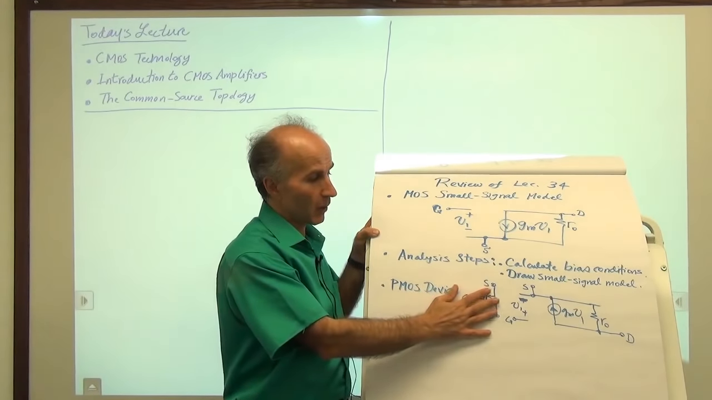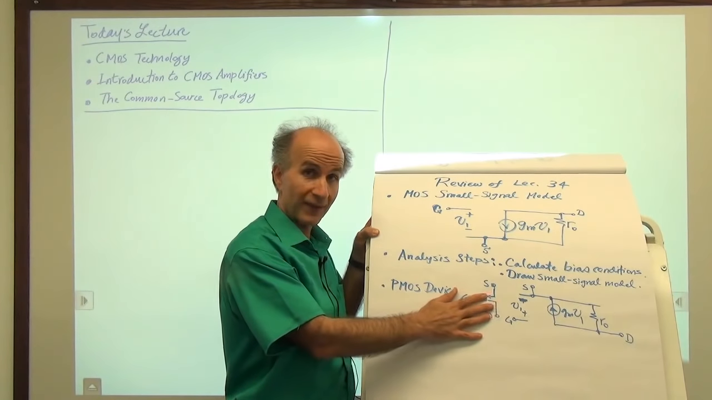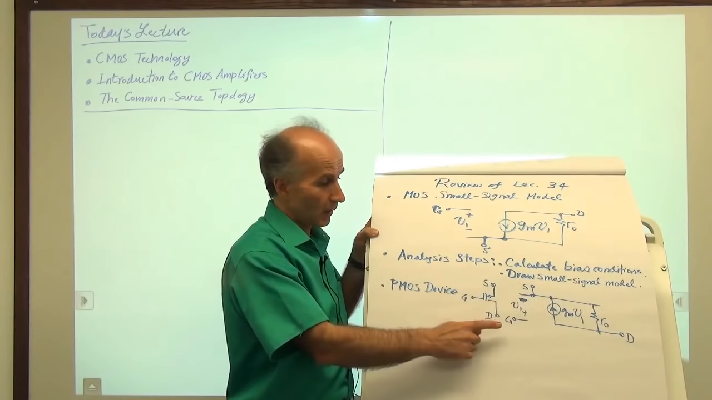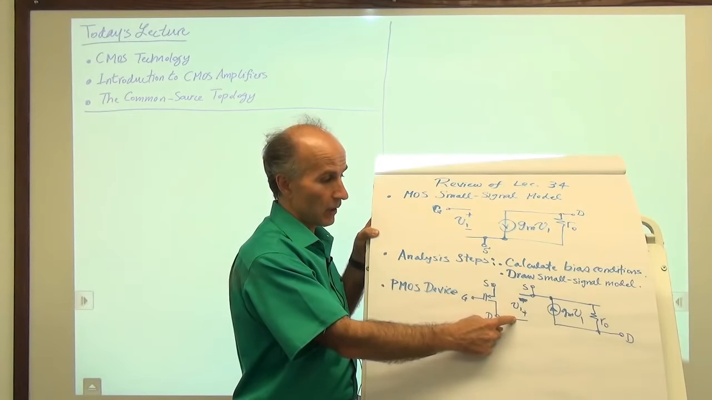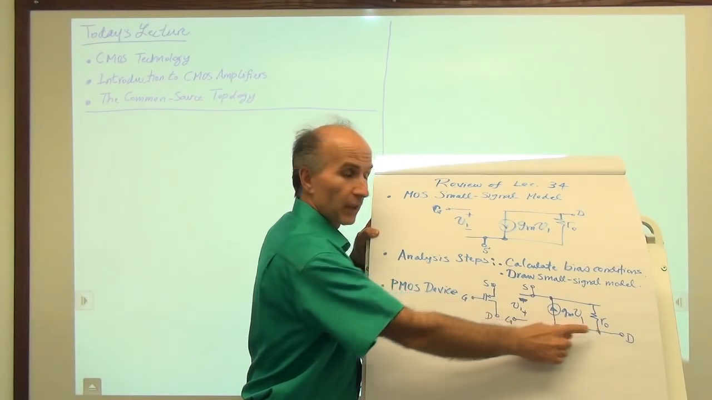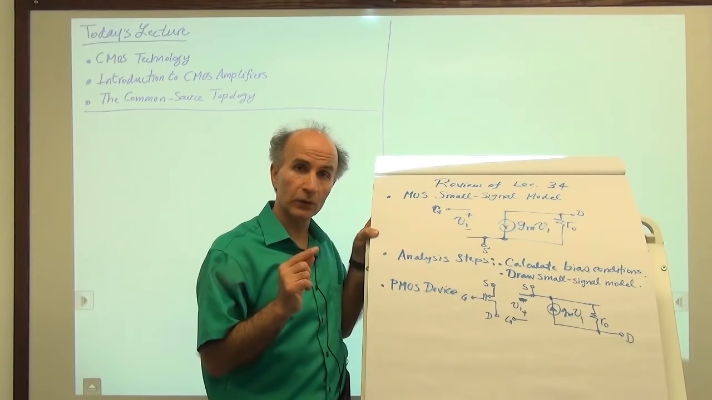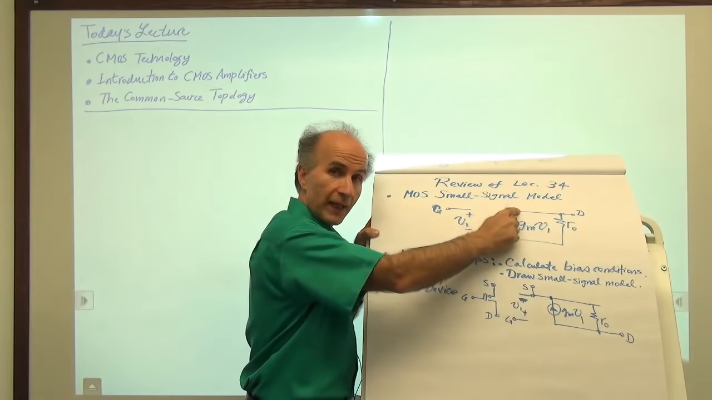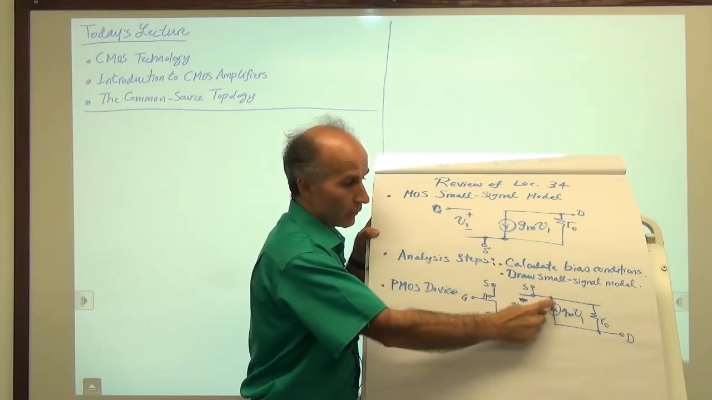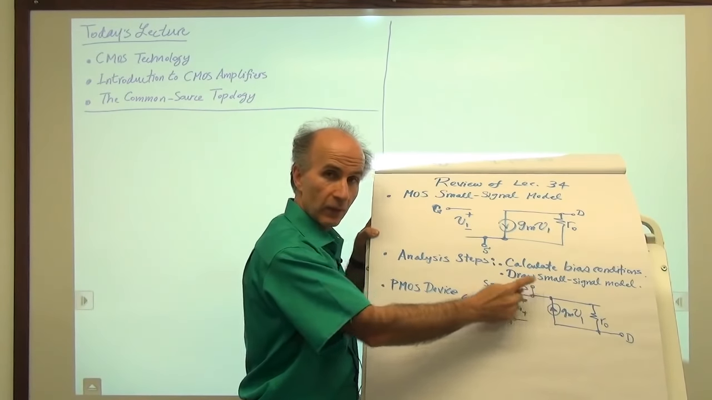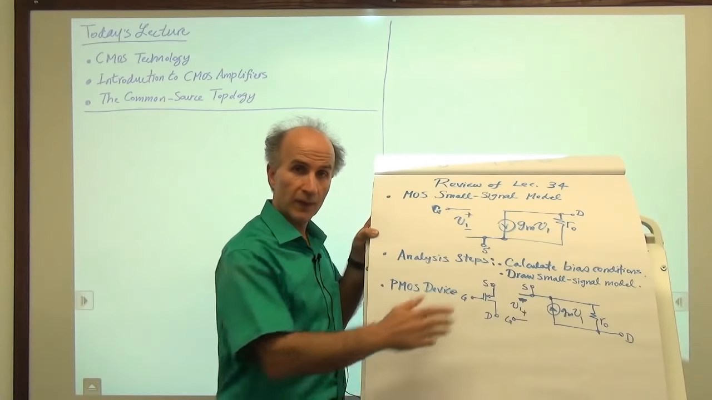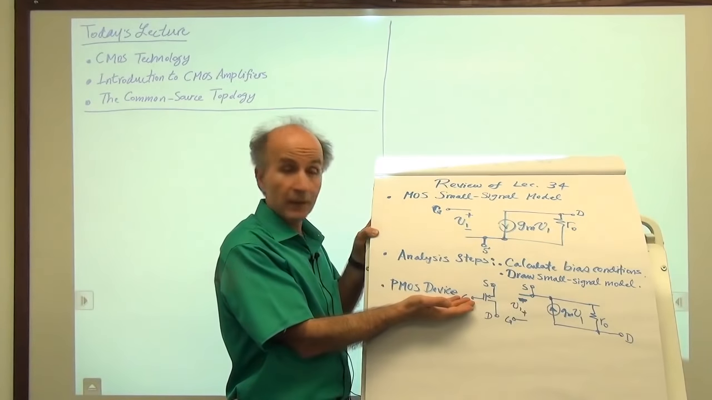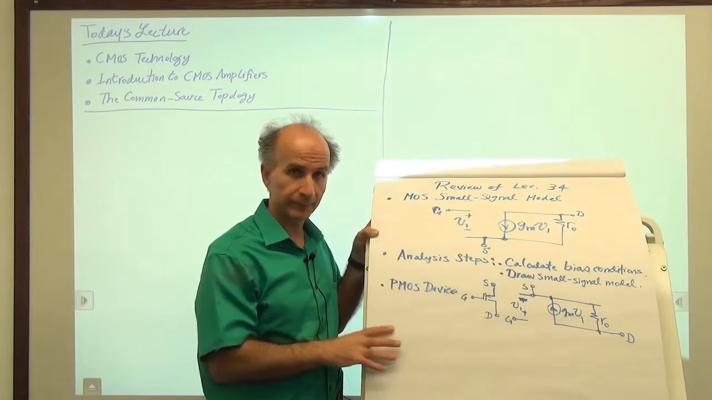So now, if we draw the small signal model of the PMOS device, which is identical to that of the NMOS device, but because we have flipped things, it looks like this. The gate is down here, the source is up here, the drain is down here. We still have a current source equal to gmV1, just like before, going from drain to source. This arrow points from drain to source. So you see that this model and this model are identical, except that we flipped it here because in the schematic we had flipped the transistors.